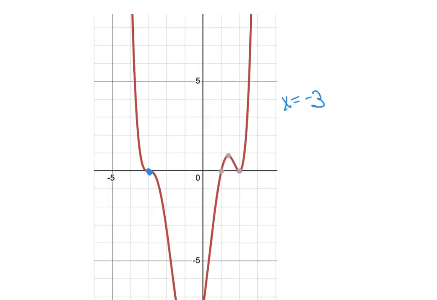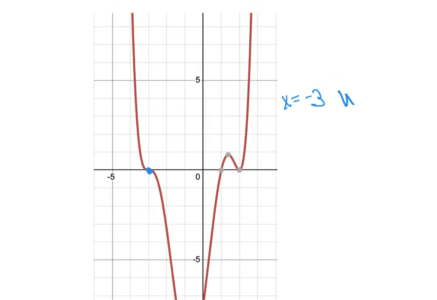If you look at -3, it's wiggling. So I'm going to do a little wiggle there. I've got here at 1, I've got a cross. So at x equals 1, it's crossing. And at x equals 2, it's bouncing.